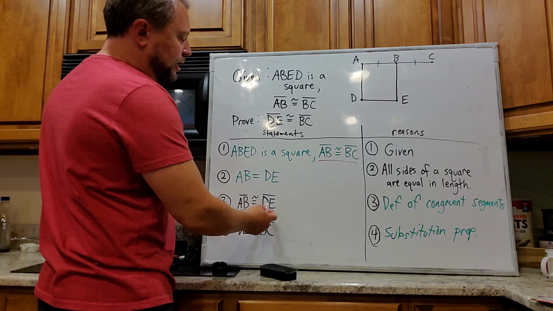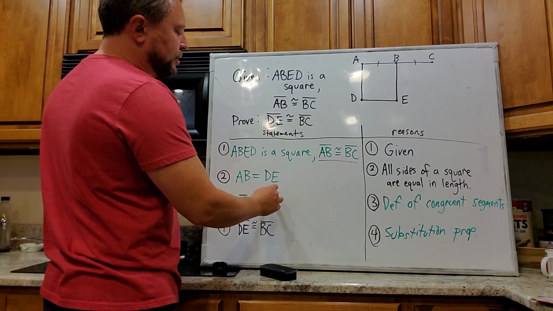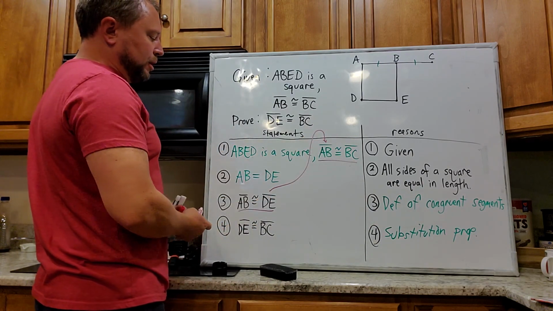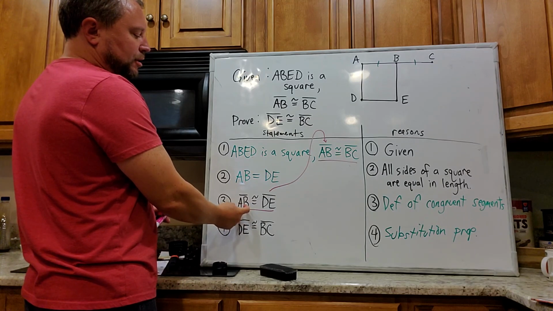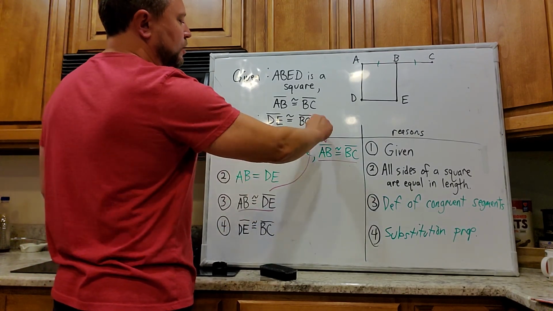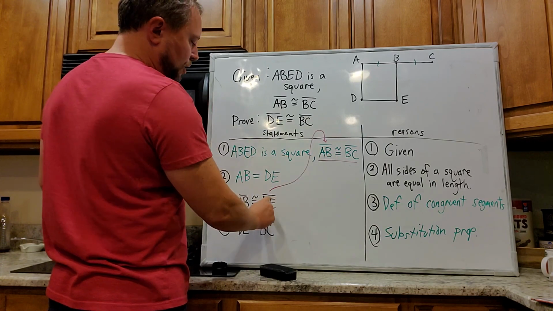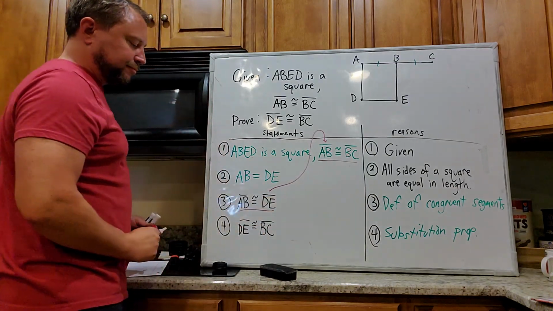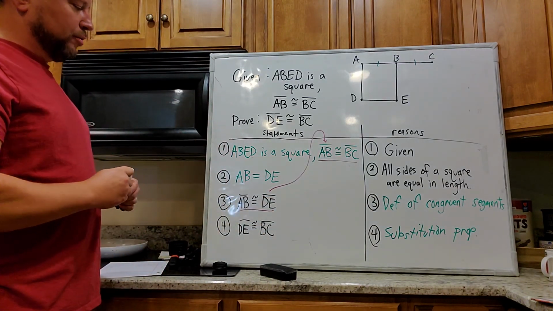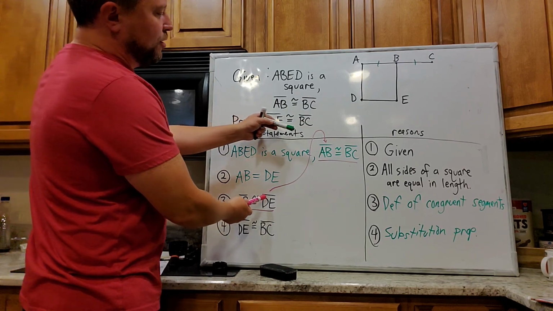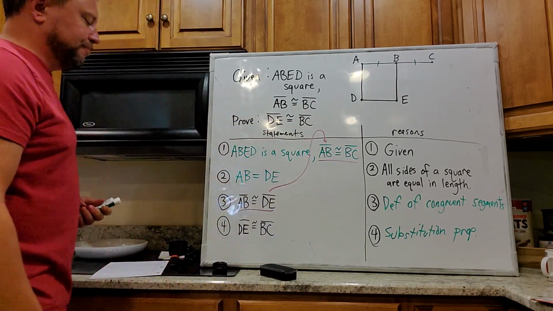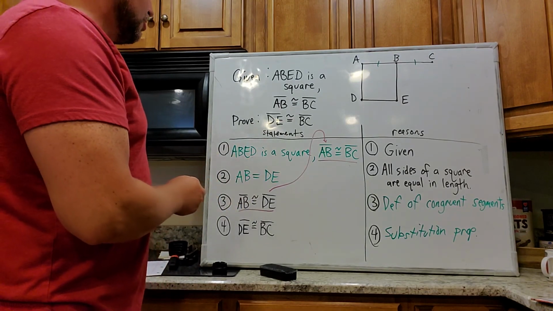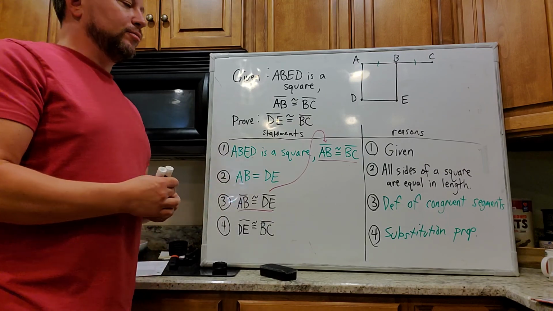I'll show you what I'm talking about. Since AB equals DE, since they're congruent, I could take this DE and put it in for that AB. Because again, DE is congruent to AB. When I plug that in there, do you see now you'd have DE is congruent to BC? So that's what we're doing. We're using steps 1 and 3 together to do a substitution. So there you have a nice short 4-step proof that involves segments.